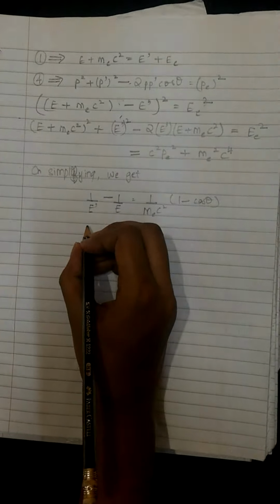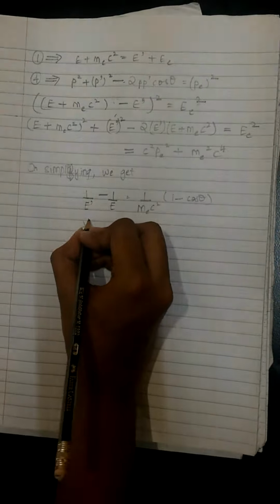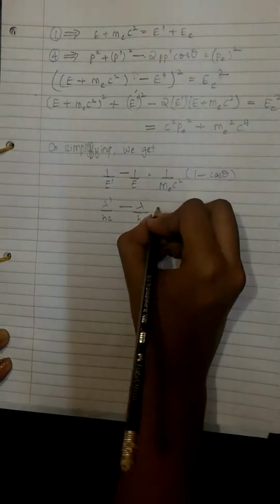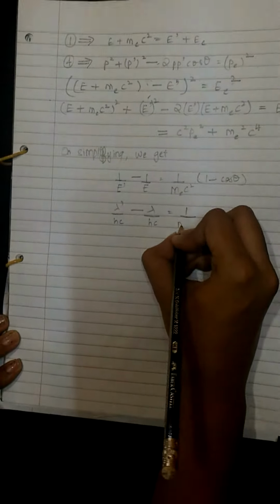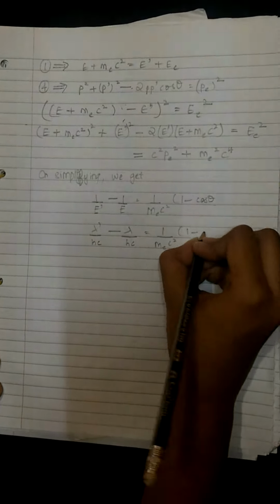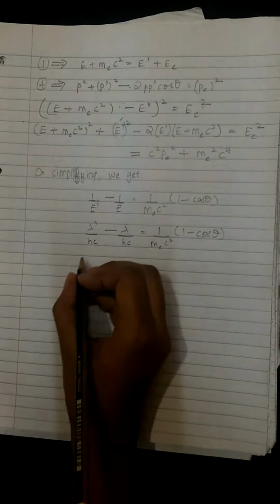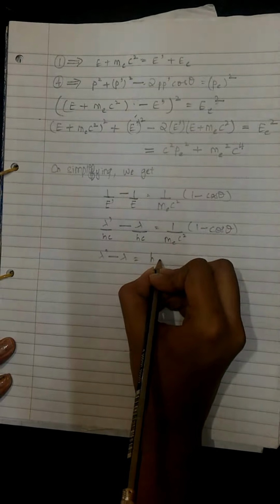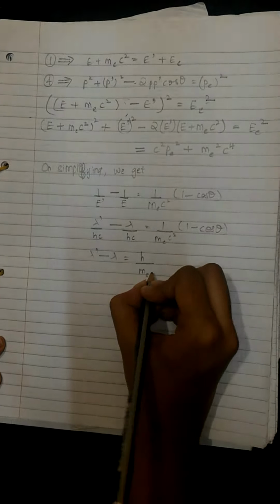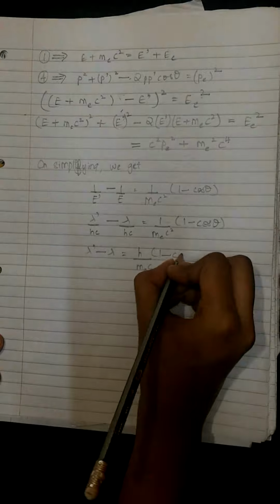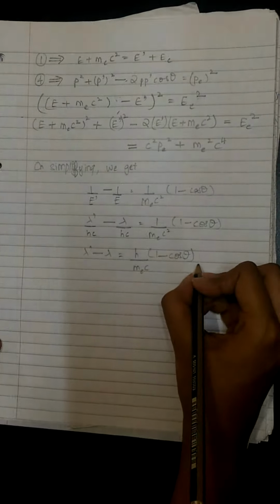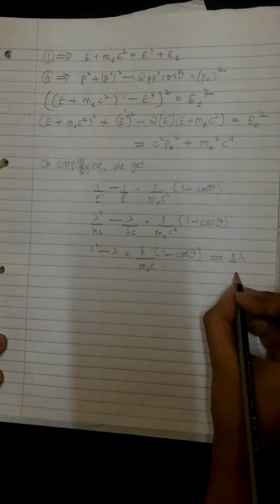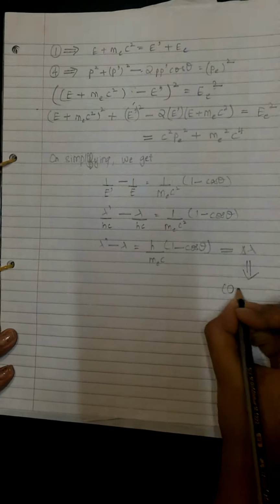Since E is equal to hc by lambda, this can also be written as lambda dash by hc minus lambda by hc, which is equal to 1 by MEc square into (1 minus cos theta). Lambda dash minus lambda is equal to h by MEc into (1 minus cos theta). Lambda dash minus lambda is equal to delta lambda, and this is called the Compton shift.